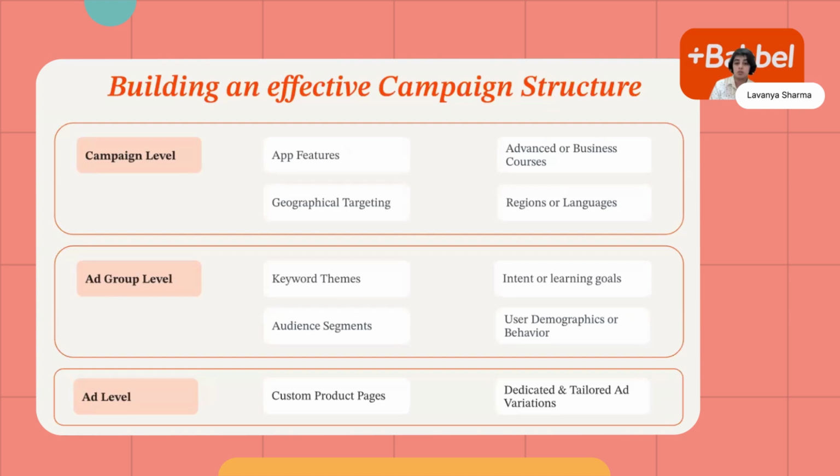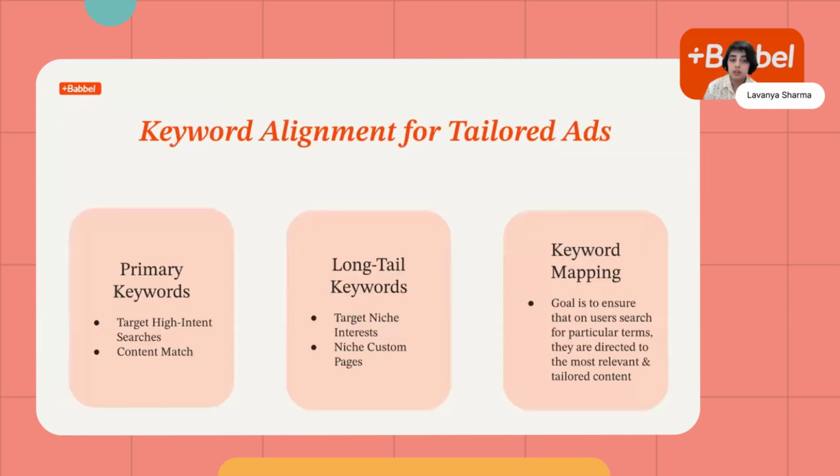Since keyword alignment is the backbone of our strategy, we have a focus on the primary keywords, where we try to target the high intent searches and the content match. We also focus on the long tail keywords, where we're trying to reach a niche interest, custom pages, or a specific language combination that we want to reach out to the audiences with.